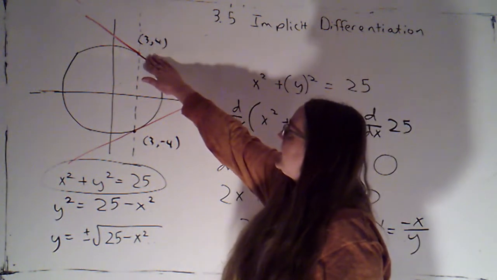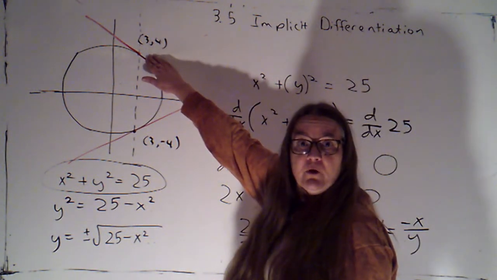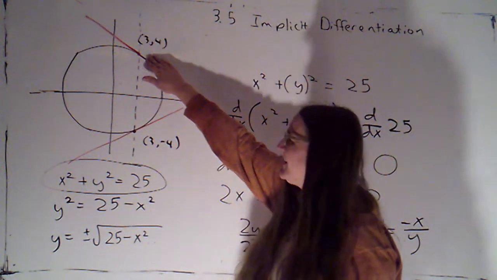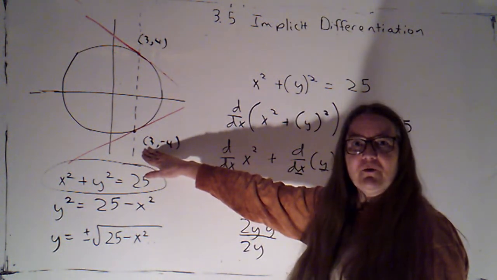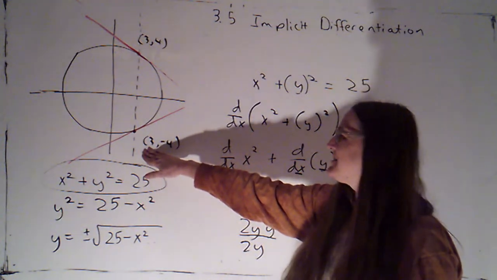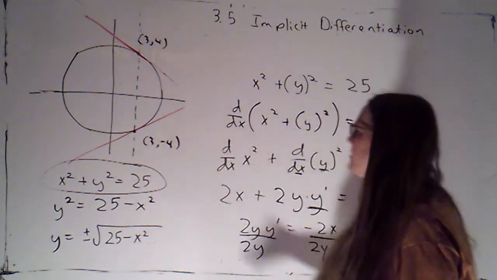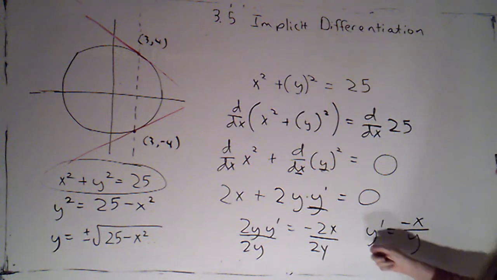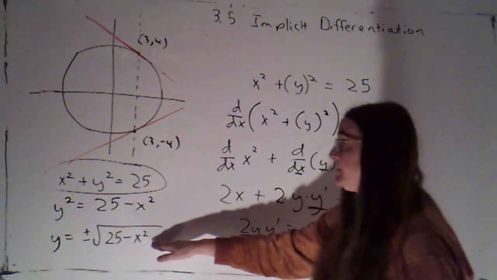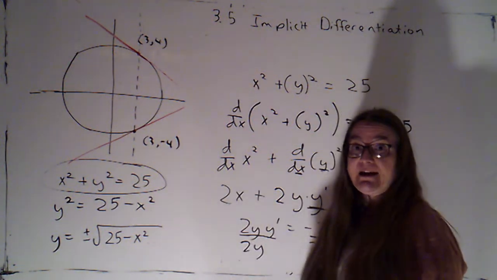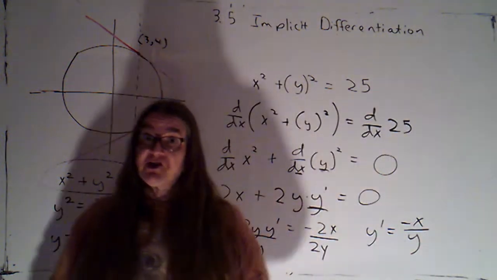And if I apply that here, I'm going to get negative 3 over 4, which we said was the slope of this line. If I apply that here, I'll get negative 3 over negative 4, or positive 3/4, which we said was the slope of this line. So it gives me a way of finding a formula for the slope of the tangent line without having to explicitly solve for y.